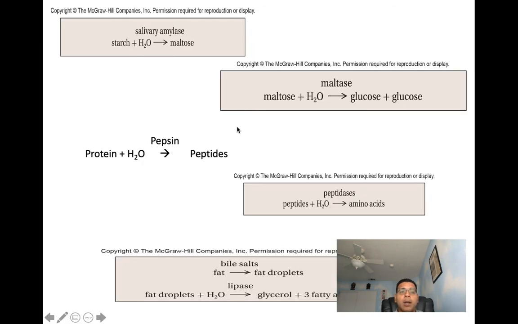So here we can see how these enzymes work, and they liberate their final products, maltose to eventually 2 glucoses, and then pepsin to help form peptides, which will then be acted on by peptidases, which liberate then amino acids. Same thing here with our fats. A very interesting chapter.